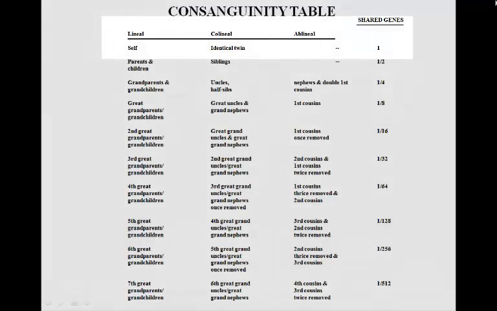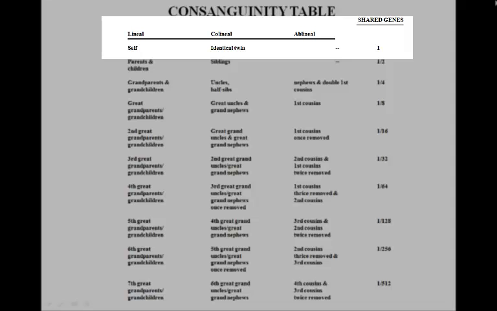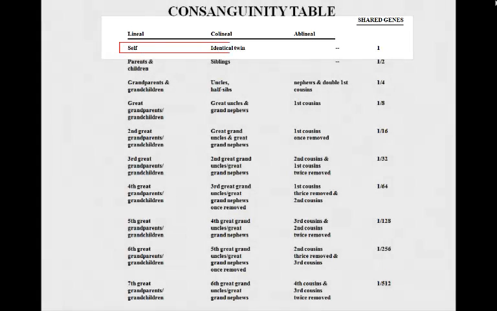So look across the top, you see 3 columns labeled lineal, colineal, and abilineal, and then in the last column shared genes. So that these would be equivalencies in terms of relatedness. So we see self and an identical twin would be 100% related.